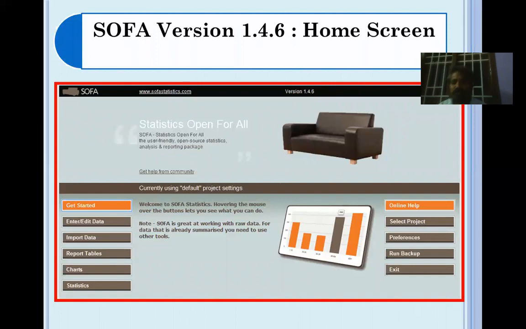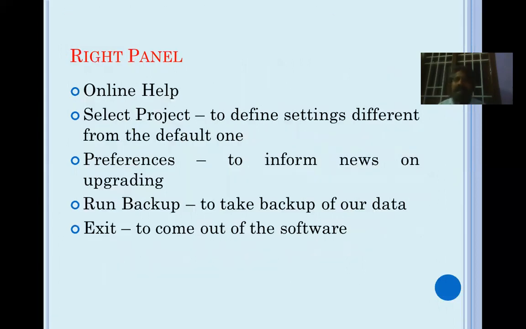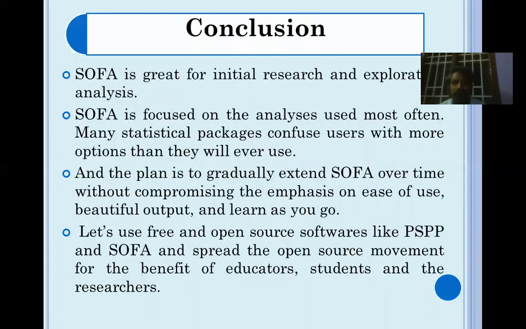And this is the home page of SOFA Statistics 1.4.6, the latest version. You can see it has got two sides, left side and right side, two panels are there. On the left side we have provisions for entering or editing data, provision to import the data, provision to report tables, provision to create charts, and provision to conduct a statistical test. On the right side we have a panel for getting online help, to set up preferences, to take a backup of our data and to come out of the software. Fine. And the SOFA software is very simple to use. So those who are in PG or MPhil projects, you can definitely make use of this particular software.